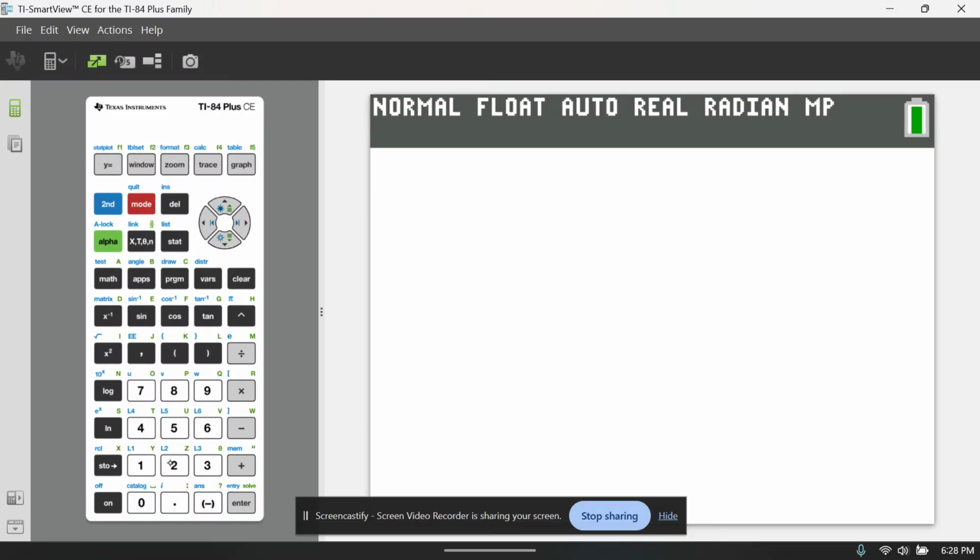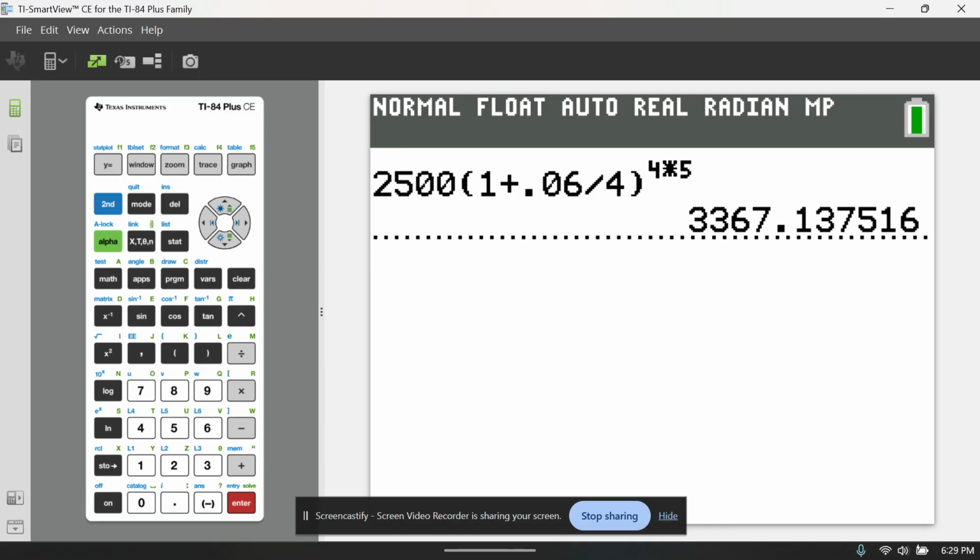On my calculator, I'm typing that in. 2,500, parentheses, 1 plus. I'm not even going to do the fraction thing. I'm just going to do 0.06 divided by 4. Close the parentheses. Then I'm going to hit my little caret symbol, the little house top symbol above the division symbol. And then up there, it's going to be 4 times 5. I can actually just type in 4 times 5. If I want to write 20, I could, but I'm just going to type that in. That is exactly what I had written down there. So I'm going to hit enter. That's going to tell me how much my account has in it after 5 years. $3,367.14.